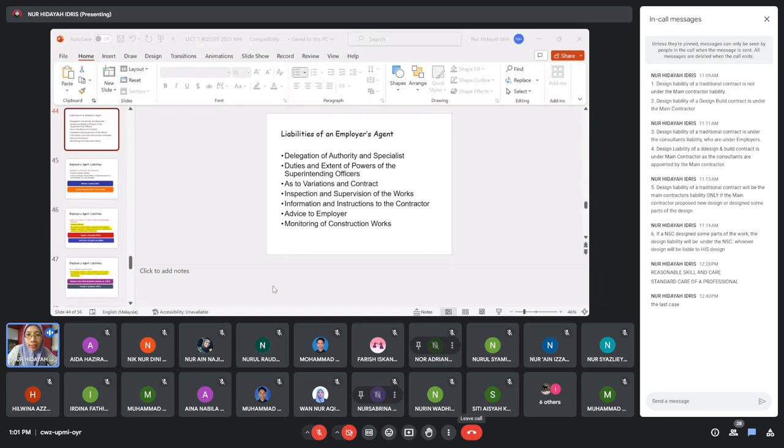Okay, so kita endkan di sini eh. So nanti tolong summarize dekat I. Okay, dual role of employer's agent. Satu as in contract administrator and administration, sorry. The second one is as independent certifier.